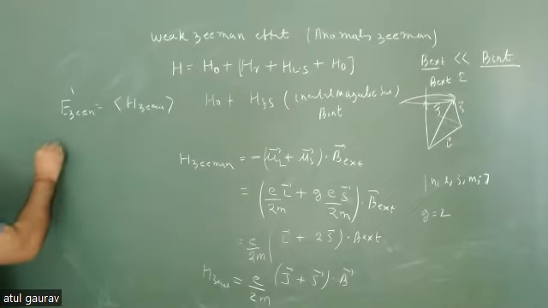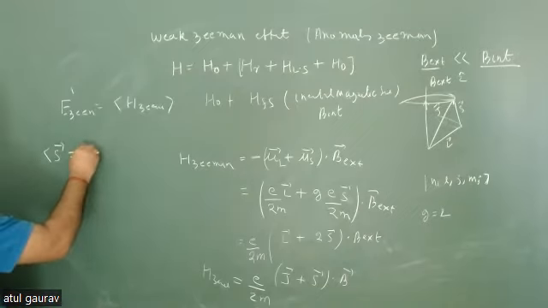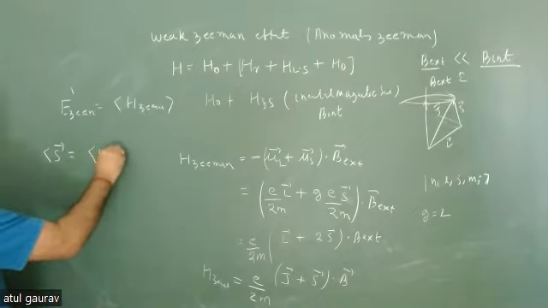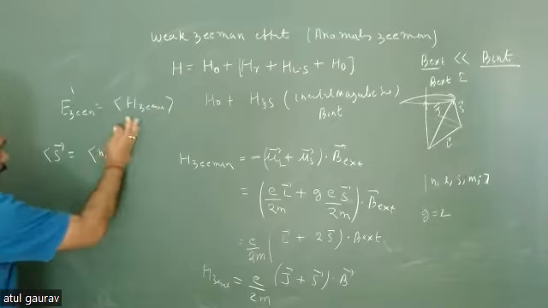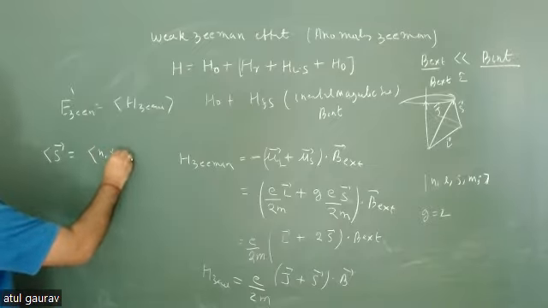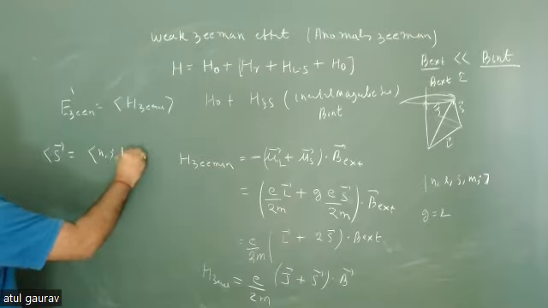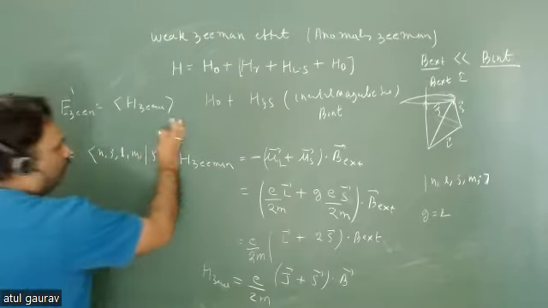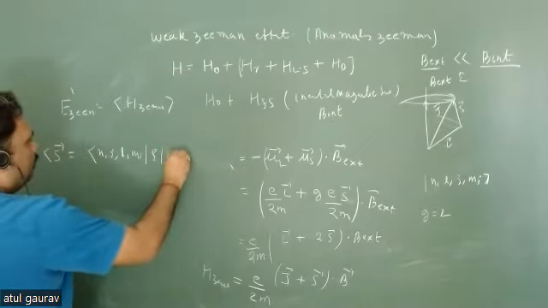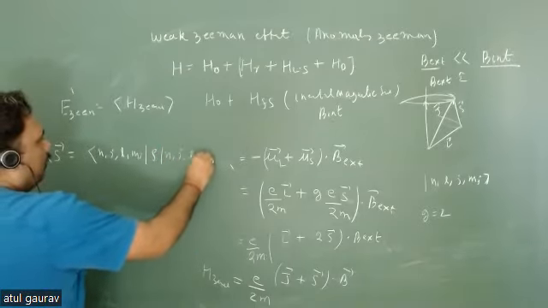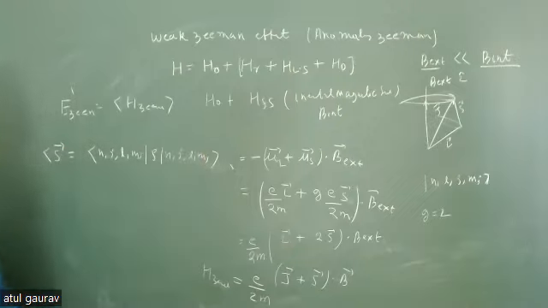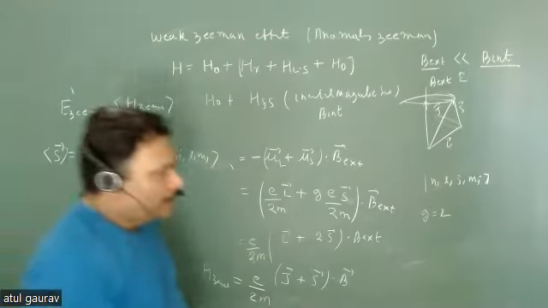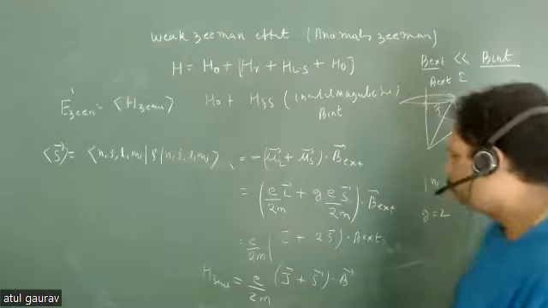The average value of S on the state n, j, l and mj is very tough. So now here we are just going to use a trick. And what is this trick? This trick is very interesting.